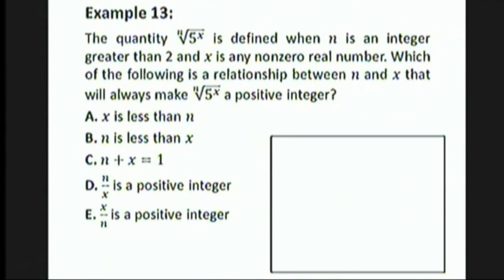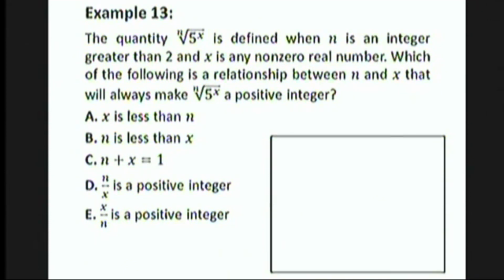One more example. The quantity, the nth root of 5 to the x, is defined when n is an integer greater than 2 and x is any non-zero real number. Which of the following is a relationship between n and x that will always make the nth root of 5 to the x a positive integer?